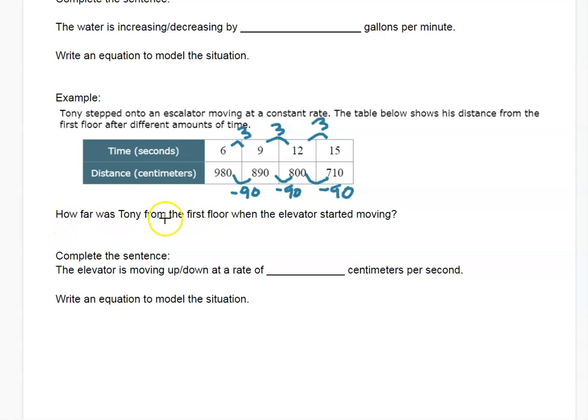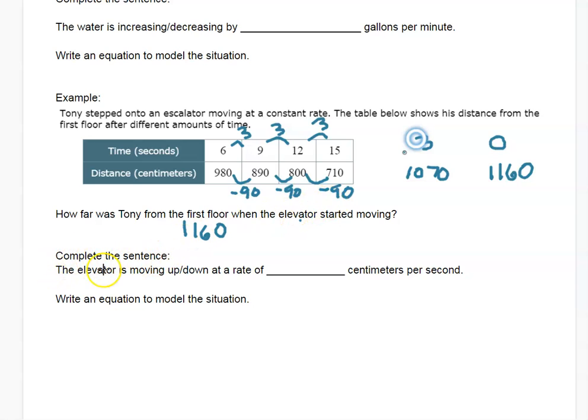Okay, so how far was Tony from the first floor when the escalator started moving? I think that's supposed to be escalator. I'm going to change that. Anyway, so that means I need to get to 0. Well, if I was at 6 and 980, I'm going down as time goes forward, so I'm actually going to go up as time goes backwards. So from 6, I go to 3, and 3 is going to be 1,070 centimeters. Okay, and from 3, I go to 0, and that's going to give me 1,160 centimeters. So he was 1,160 centimeters away when the escalator first started moving.